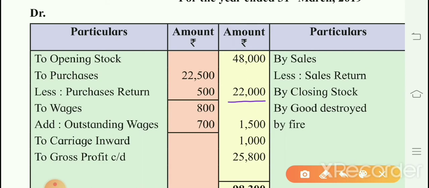Next, to wages. In that we have added outstanding wages. By this way our total wages are now rupees 1,500. The next is to carriage inward by rupees 1,000.